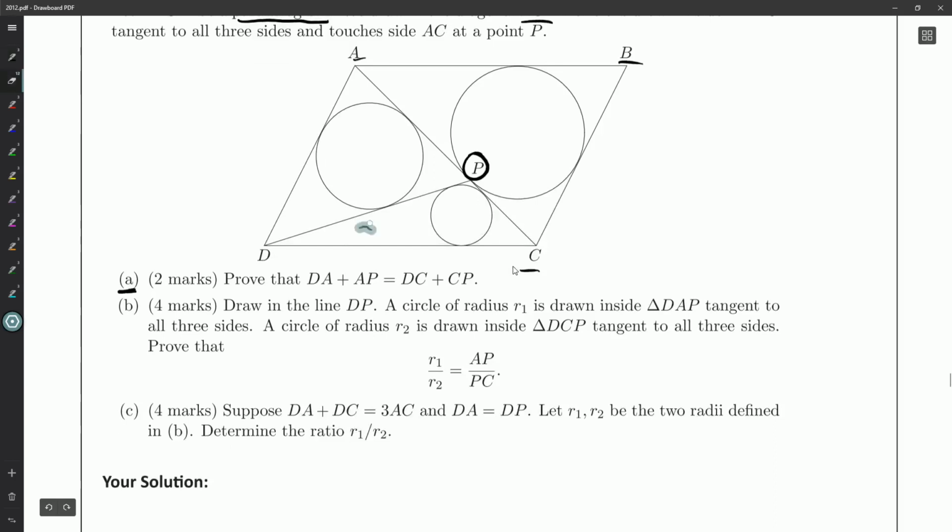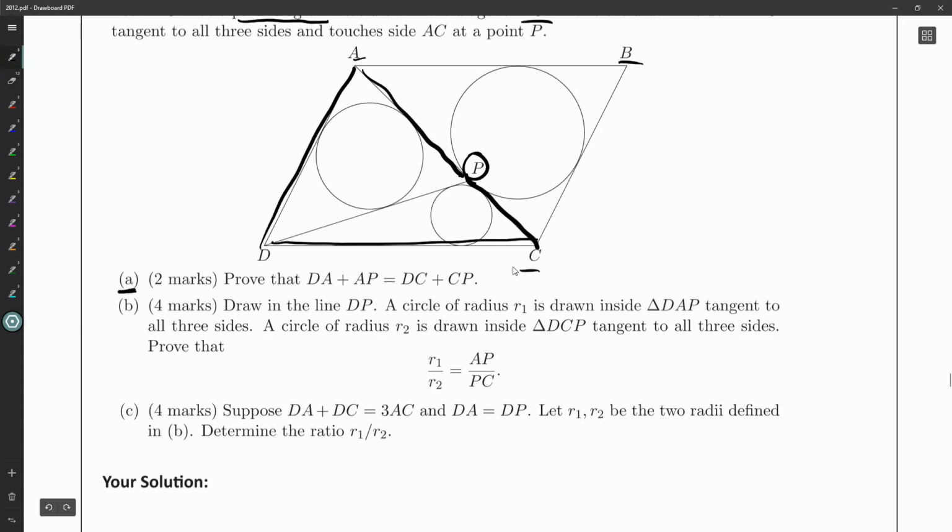Okay. Just because they've got the whole picture drawn, let's read everything. It is a later question, so we might want to consider the whole thing. So A would be prove that DA plus AP is the same as, not BC, DC plus CP. So that shouldn't be too bad. It's only worth 2 marks. What would B be? Draw in the line DP.